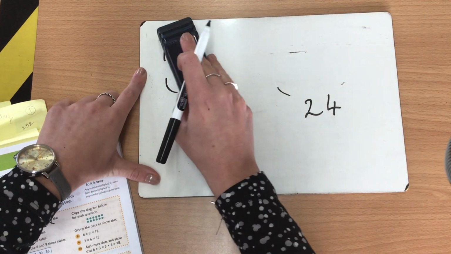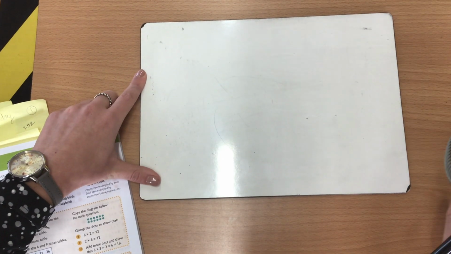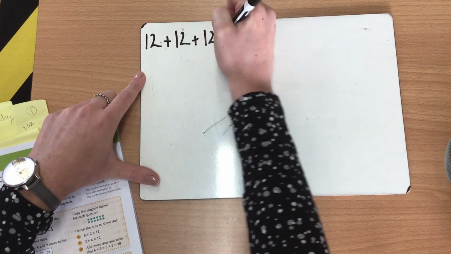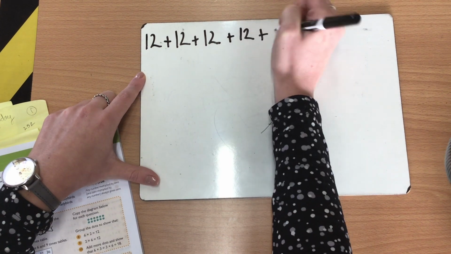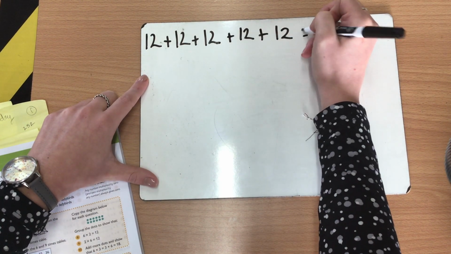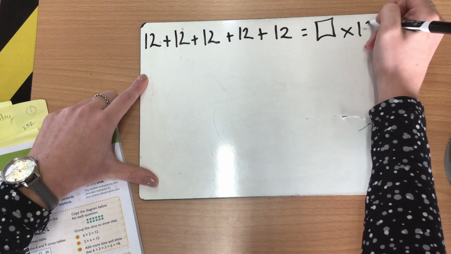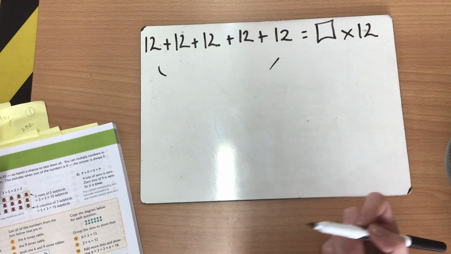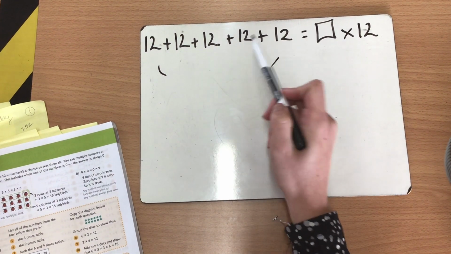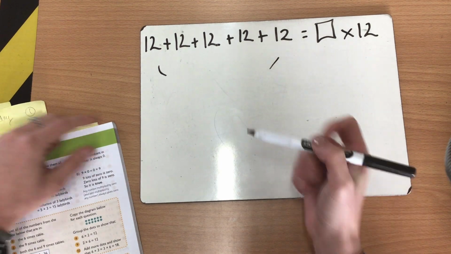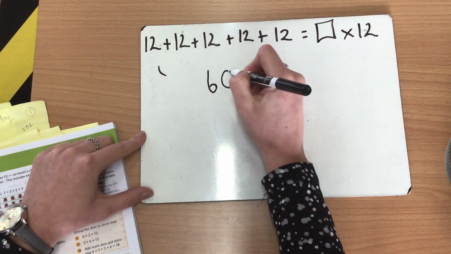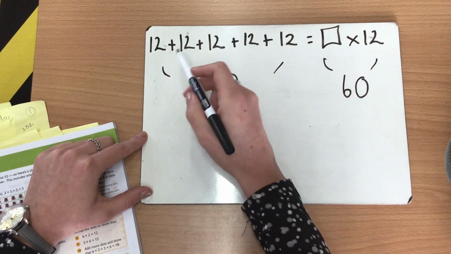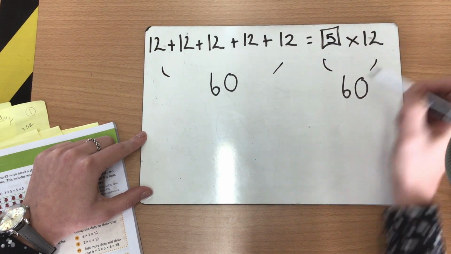Let's look at question 9. So for 9, we've got 12, add 12, add 12, add 12, add 12 equals something multiplied by 12. So first of all, let's work out what the total is on this side. So I've got 1, 2, 3, 4, 5 lots of 12. Well, 5 lots of 12 will give me 60. This side of the equation also needs to equal 60. 5 lots of 12 give me 60.